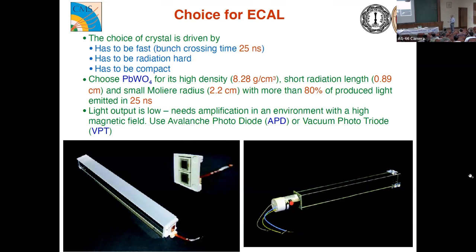On the other hand, the light output is low, so it needs a large amplification in a high magnetic field. CMS is supposed to work at 4 Tesla, but obviously we cannot operate at the highest possible magnetic field. It operates at 3.8 Tesla, which is high enough. So we utilize two types of devices to read it out. These are the avalanche photodiode, which is used in the barrel part of the detector, and the vacuum phototriode, which is in the endcap calorimeter. I'll come to why we choose these two types of detectors in different parts.